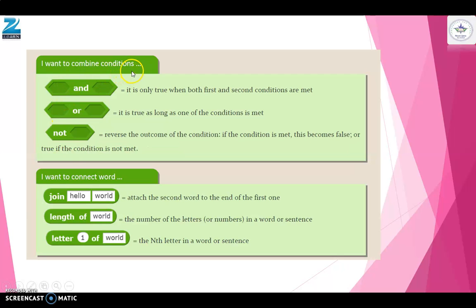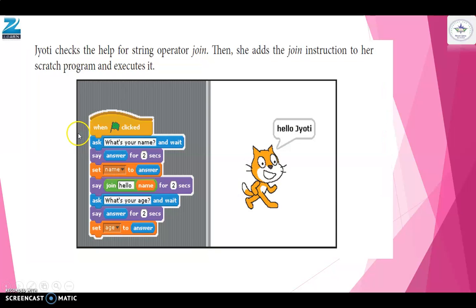I want to combine conditions. The and operator is only true when both the first and second condition are met. This and this. So here you can give conditions, if, else, all this. The or operator is true as long as one of the conditions is met. Then the third one is the not operator. It reverses the outcome of the condition. If the condition is met, this becomes false, or true if the condition is not met. So that is the not operator.